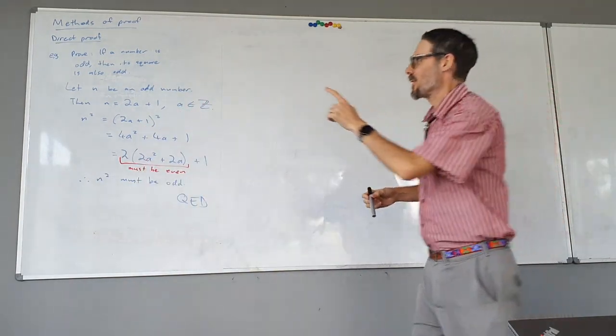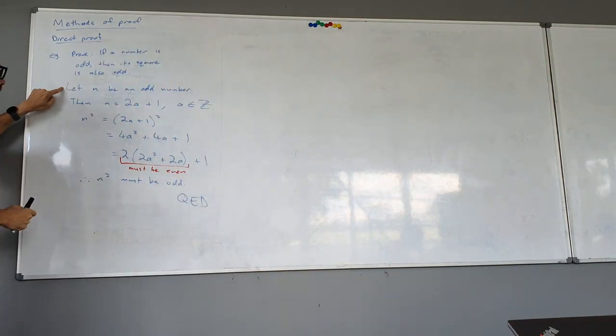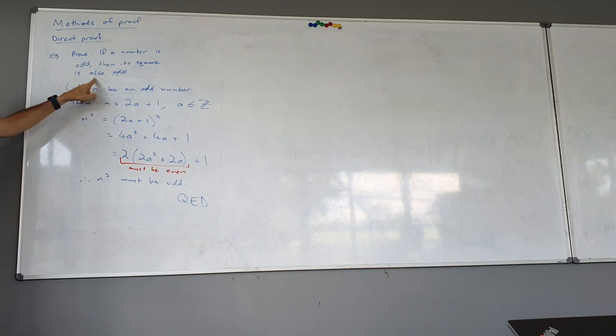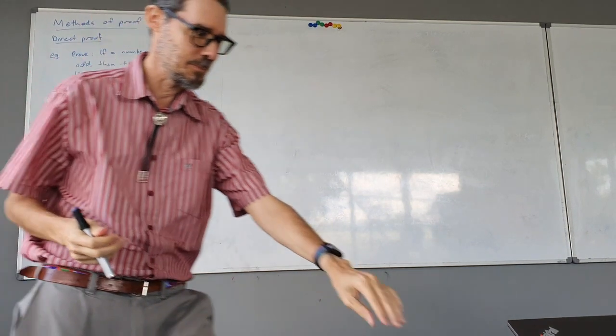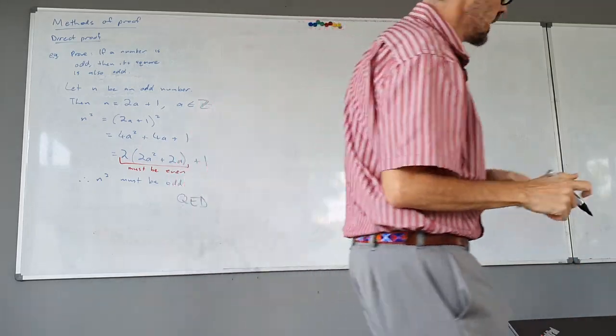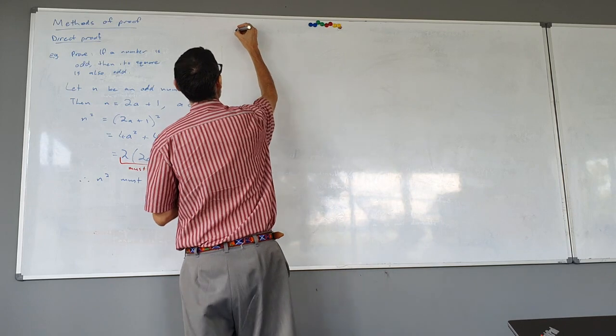That's a direct proof. I started with what I knew and I brute forced my way to something that has to show that the outcome is true. That's a direct proof. Let's try another one.